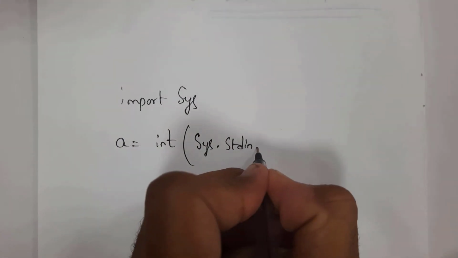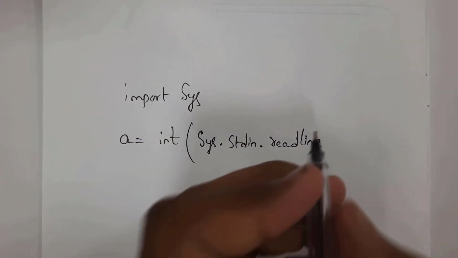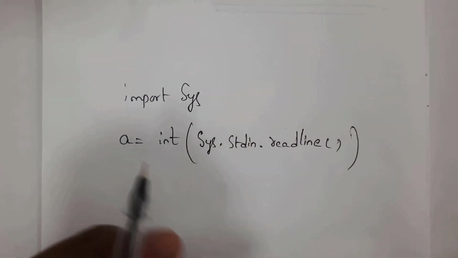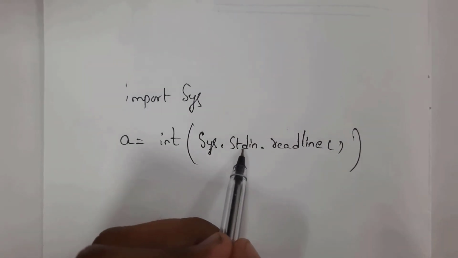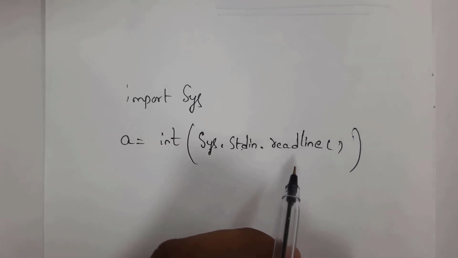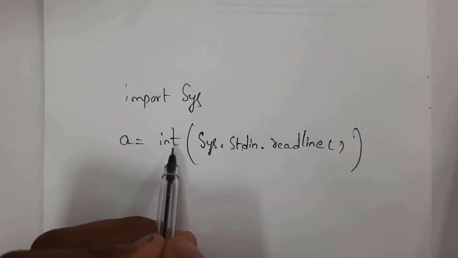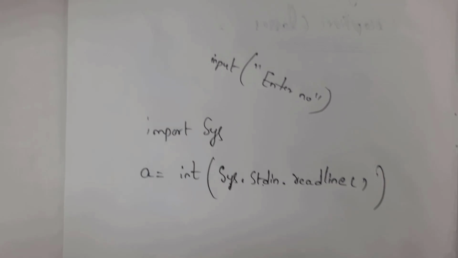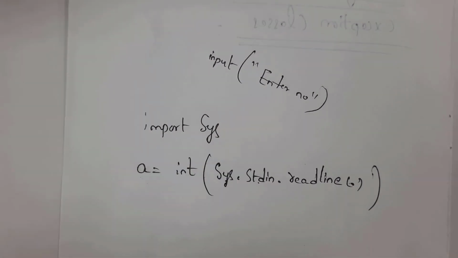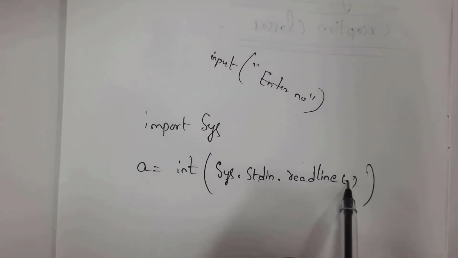So just write here dot, I want to read input, so I took here readline. By using this sys.stdin.readline, we can enter any input, and that too only an integer value because I took the function int. In the input function we can give data like enter number, but in stdin we cannot give any information inside these brackets. If you give any information like enter number inside this, it will display an error.